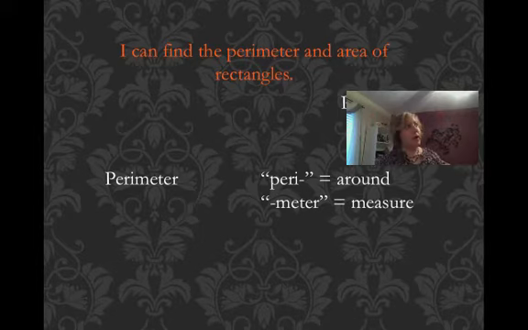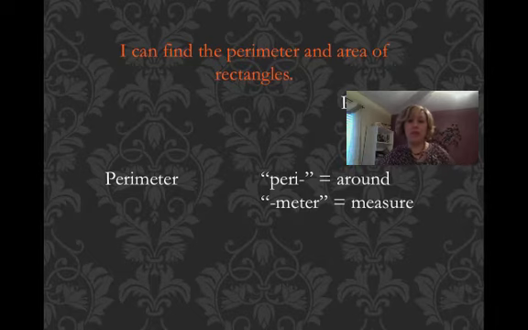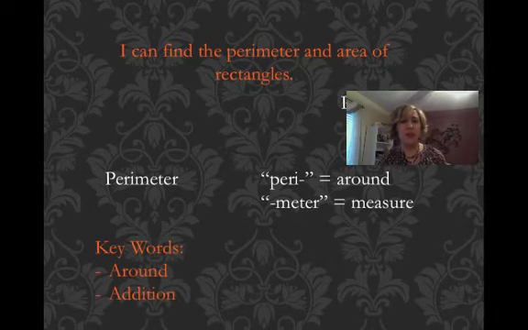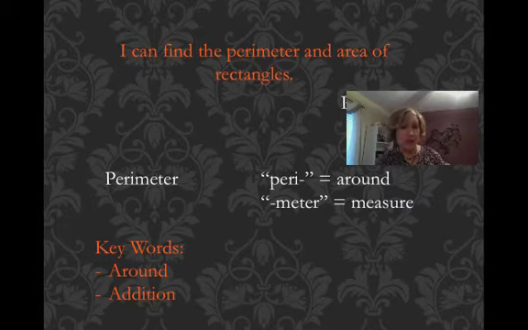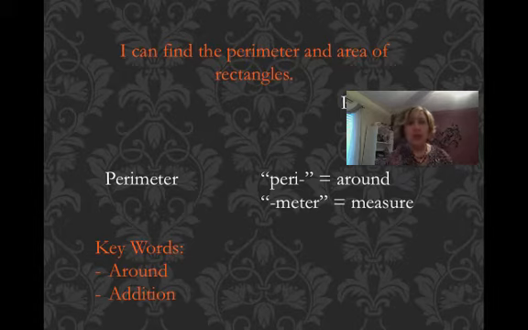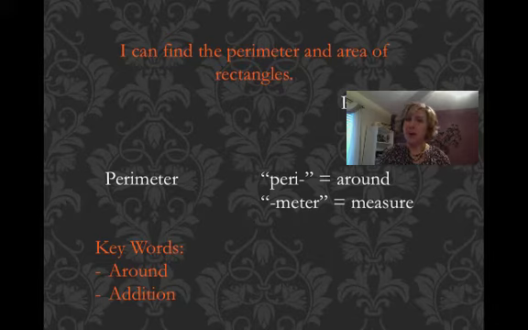So for example, in my room at my house right now, I could measure the distance around it. So the key word when you're dealing with perimeter is around, and you're going to be working with addition. So those are the two A words that I want you to remember when we're dealing with perimeter. Okay? Awesome job. Thumb check. Doing good so far? Let's move on.